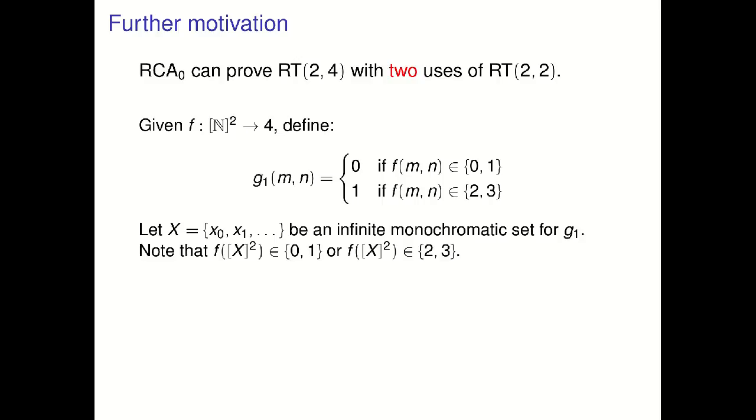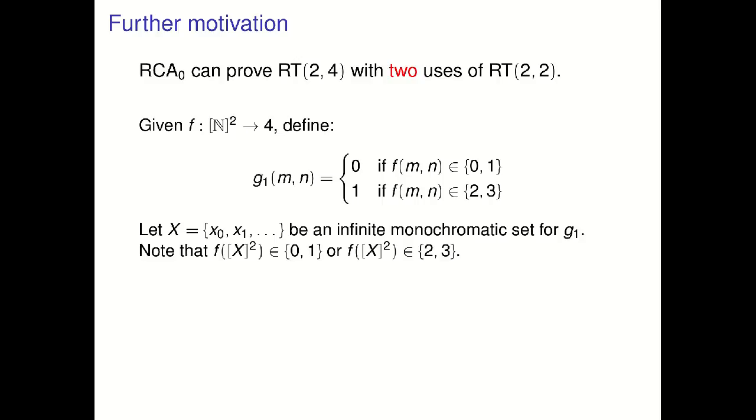And then you build a new coloring, right? And the new coloring says, well, I'll color it 0 if the colors are low, and I'll color it 1 if the colors are high, right? So you just split the colors into 2 groups. And this is where it's good that we talked about what RCA naught is. So this function is certainly computable from that function, and so RCA naught says that this function exists. And then if I'm applying RT22, I can find an infinite monochromatic set for this 2-coloring.